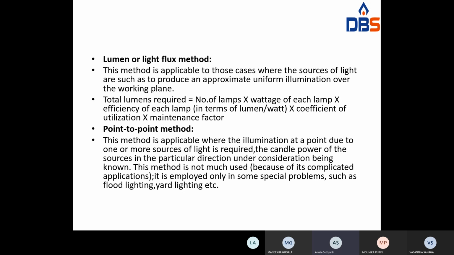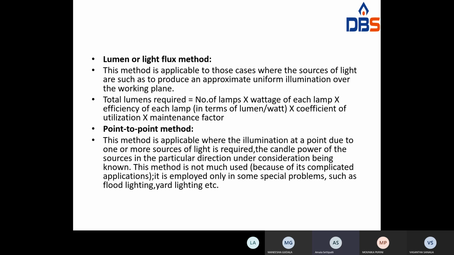Next, the lumen or light flux method. This method is applicable to those cases where the sources of light are such as to produce an approximately uniform illumination over the working plane. Whenever you need to produce illumination that is not purely uniform, and in some cases you have to provide illumination at particular places on the working plane, at those places we use the lumen or light flux method.